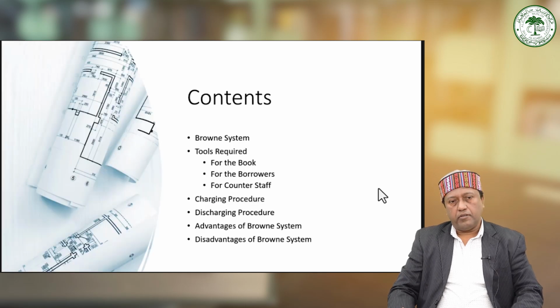So today's lecture, as I told you, will cover these contents. I'll cover the Browne system. Then what are the tools required for the Browne system? How is the charging done in the case of the Browne system, how is the discharging done, and what are the advantages and disadvantages of the Browne system? By the end of this lecture, you will be able to understand what the Browne system is and how this two-card system was advantageous in comparison to the earlier systems.